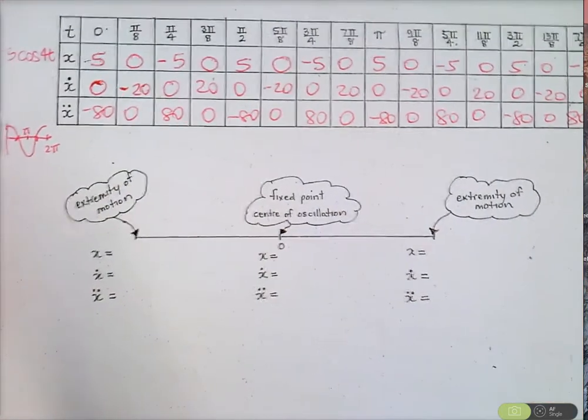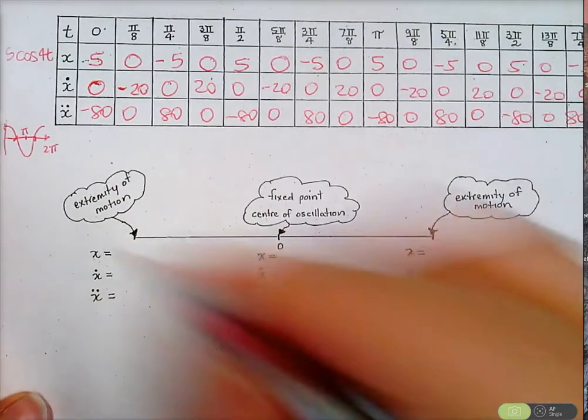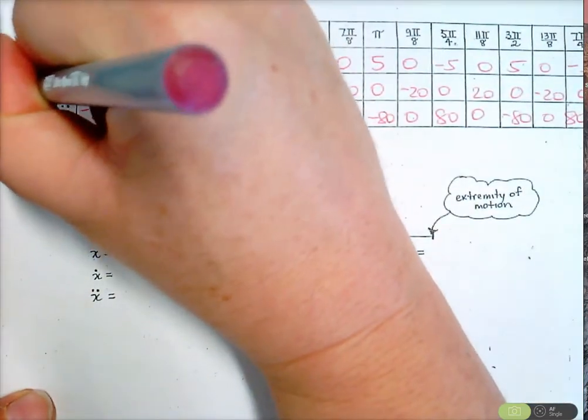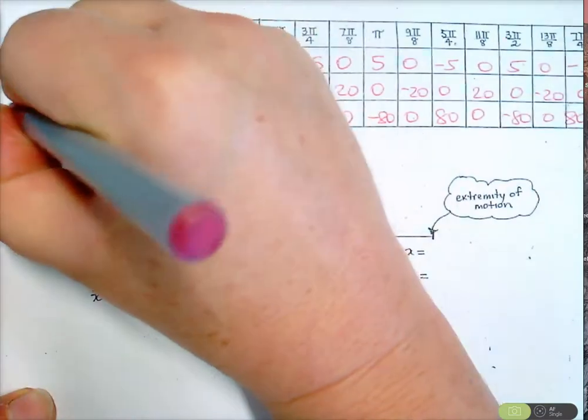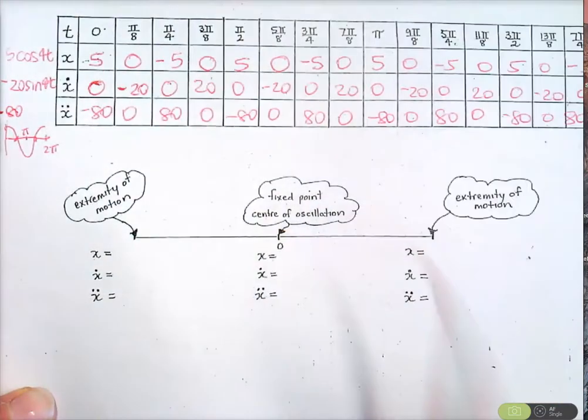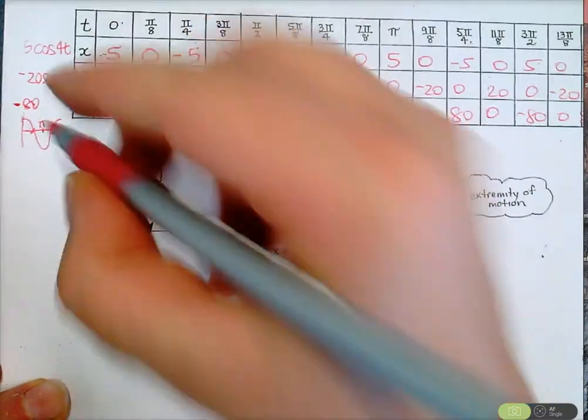So I'll just write down what those functions were as well. That was negative 20 sine 4t, and this is negative 80 cos 4t.